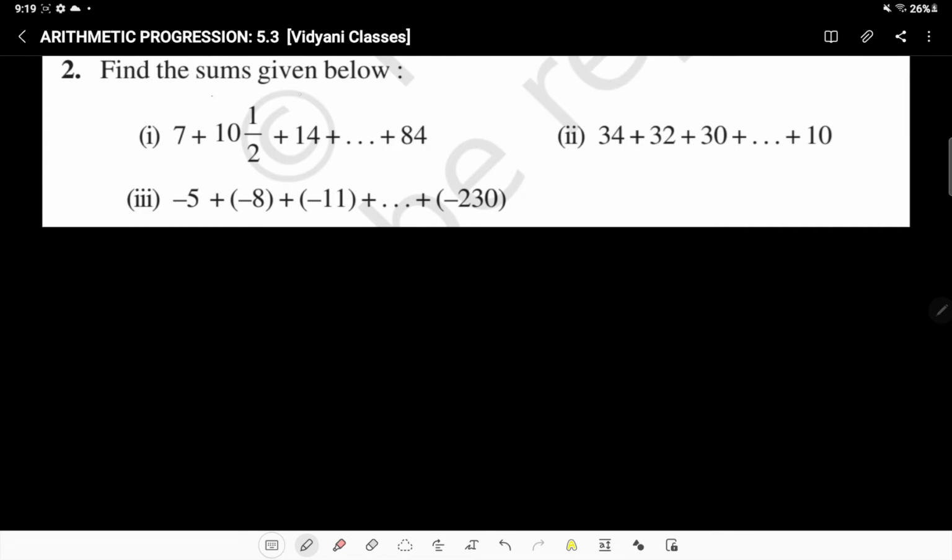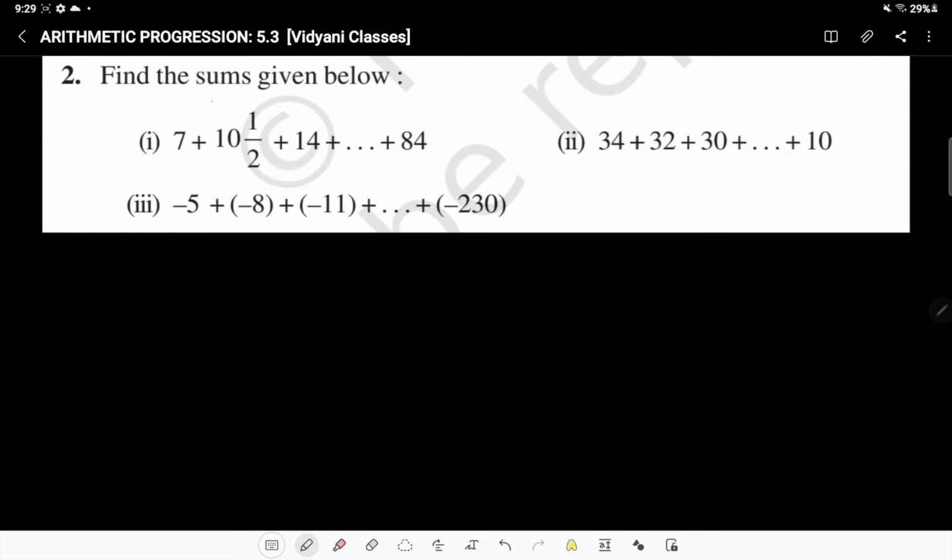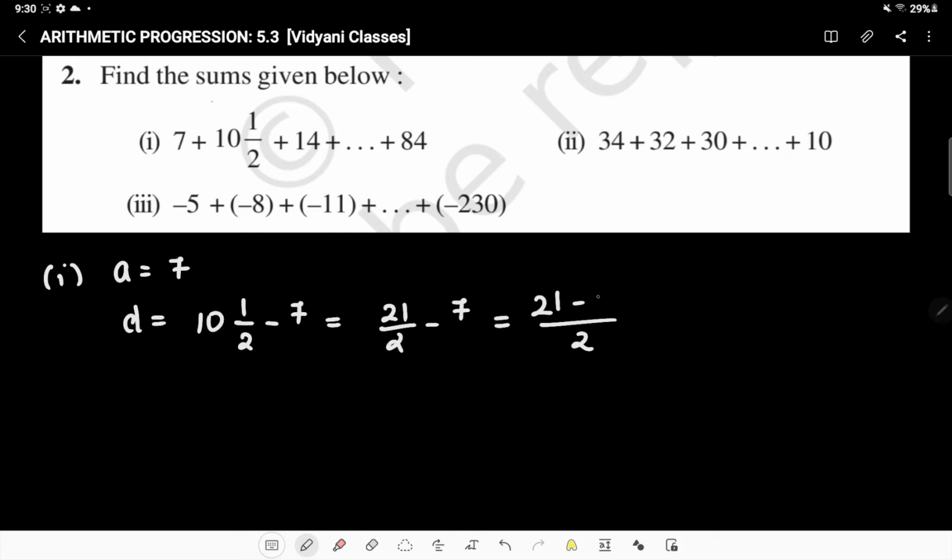Question 2. Find the sums given below. As you can see, the sequence is given over here and we need to find the sum. So in this question, we have a as 7. We know the value of d as 10 1 by 2 minus 7. That comes out to be 21 by 2 minus 7. That is, 2 is the LCM, 21 minus 14, that is 7 by 2.